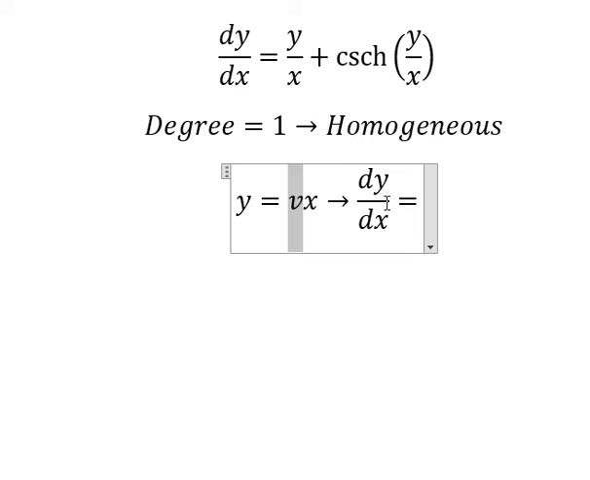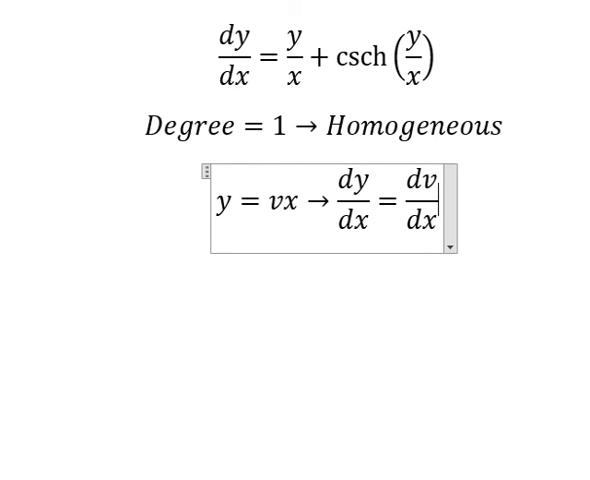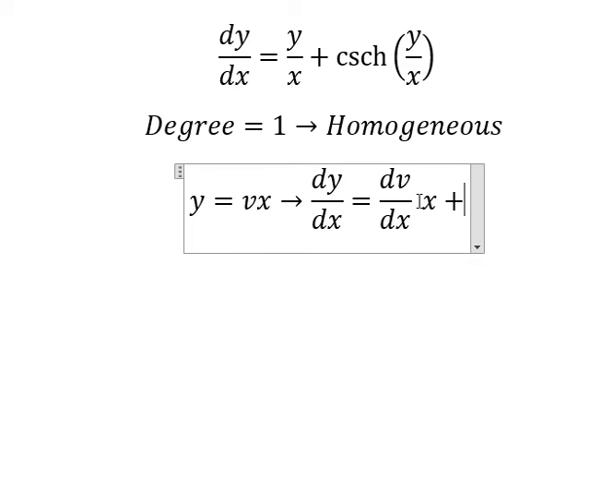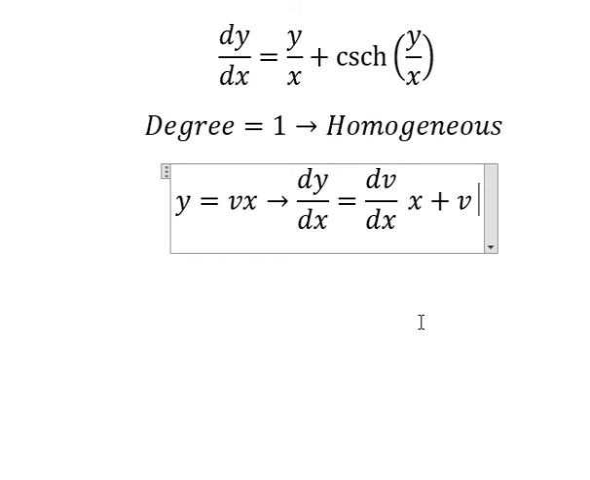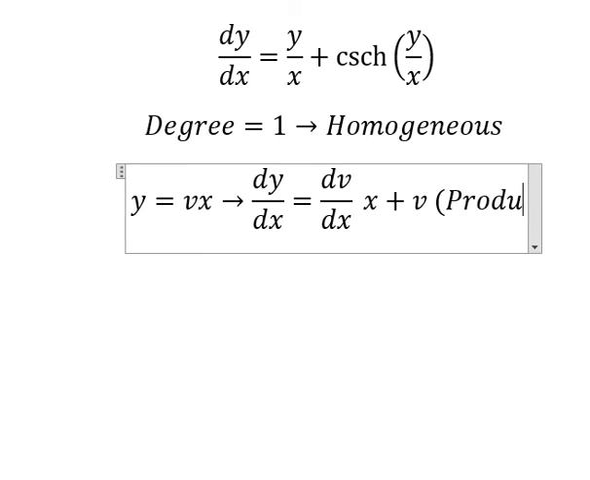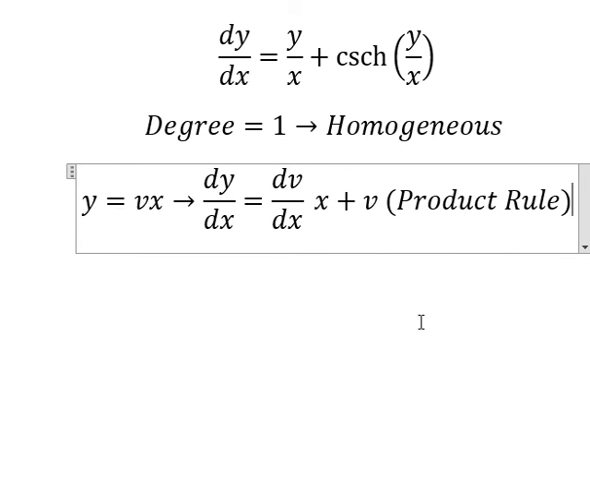This one we have dv over dx multiplied by x. This one we have number 1. So I will put v in here. And that is about the product rule of the derivative.